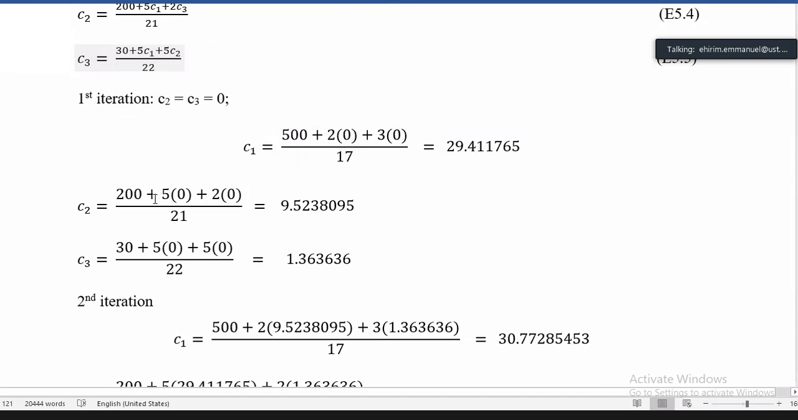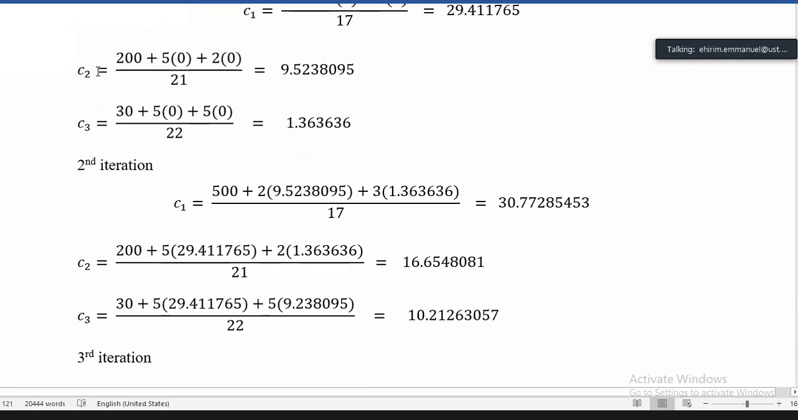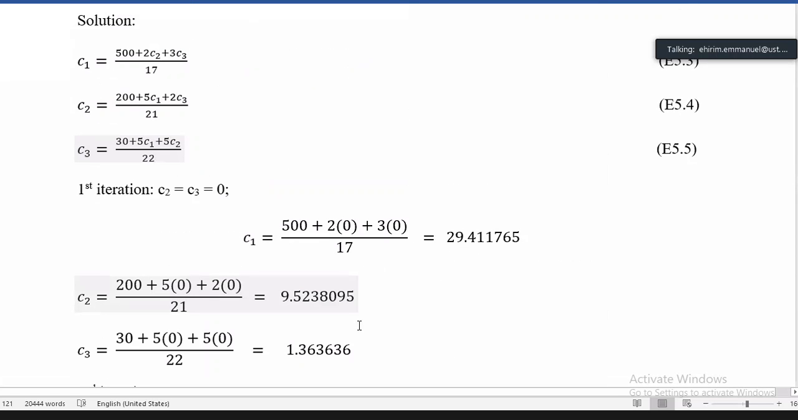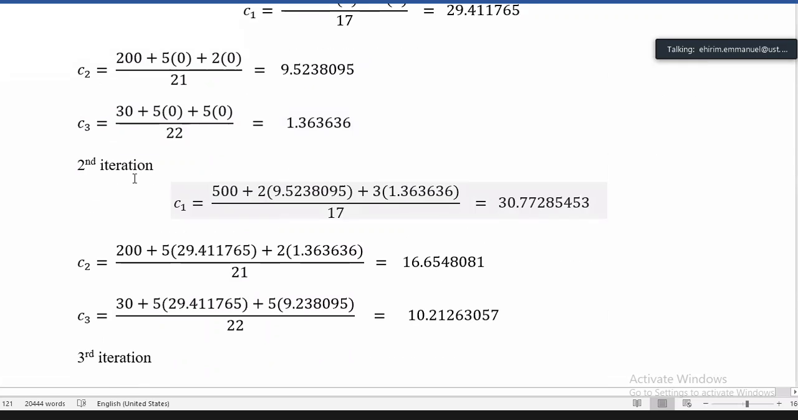We will not substitute immediately. Then we calculate C2. Since all of them are still 0, it will be 200 over 31. We keep it. Then we calculate C3. All of them are still 0. We calculate C3, 30 over 32. We have it here. First iteration is over. We go to the second iteration. Now we use these values we calculated in the first iteration to substitute into the second iteration, and then we keep the result.